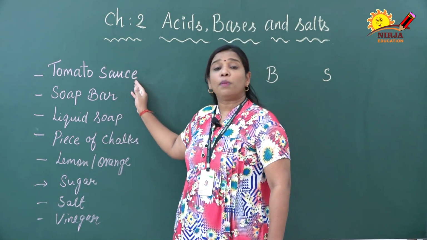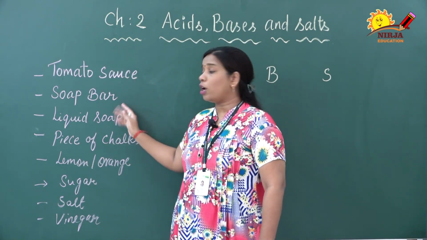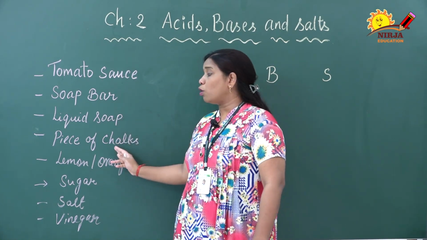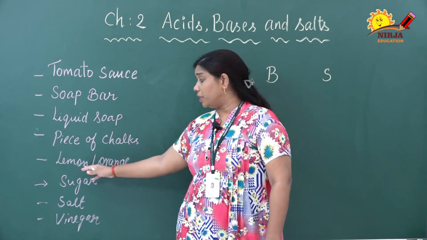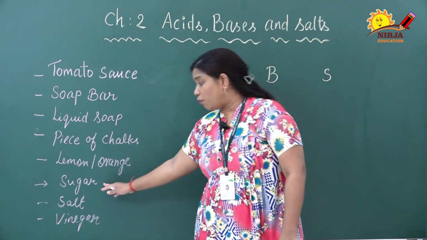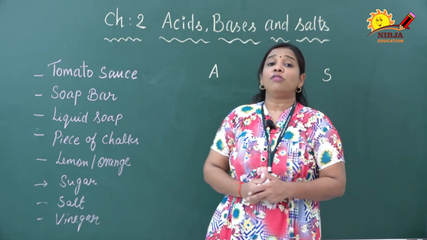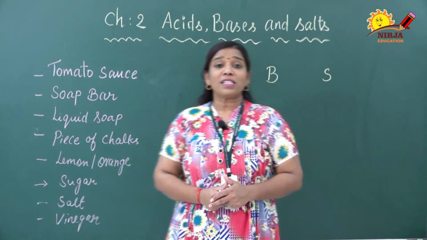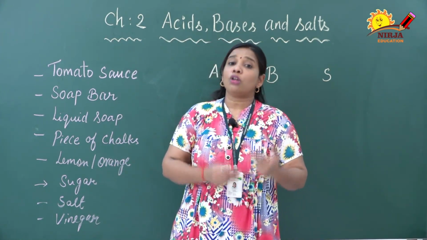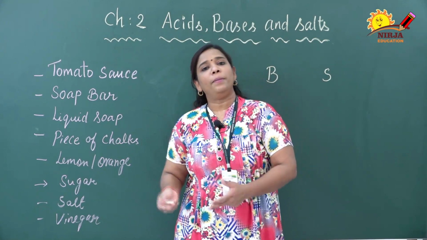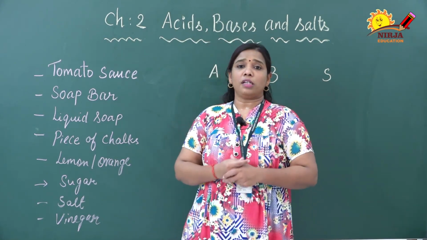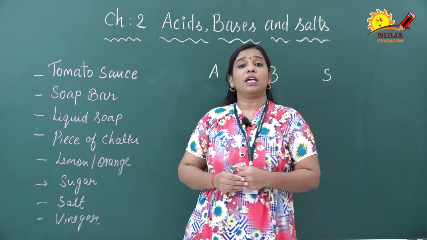The first one is tomato sauce, second one is soap bar, third one is liquid soap, the fourth one is pieces of chalk. Then lemon and orange, sugar, salt and vinegar. These are the substances I have arranged here. Based on the character, acids are sour in taste, bases are bitter in taste, salts are salty in taste. Based on that we have to segregate the substances.